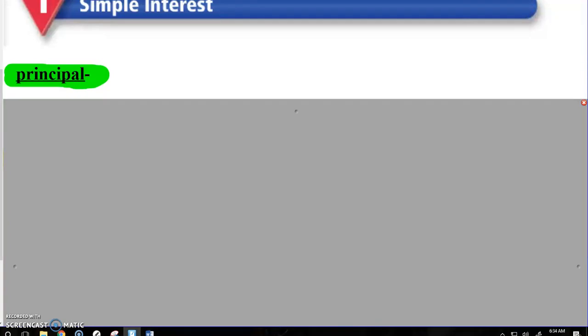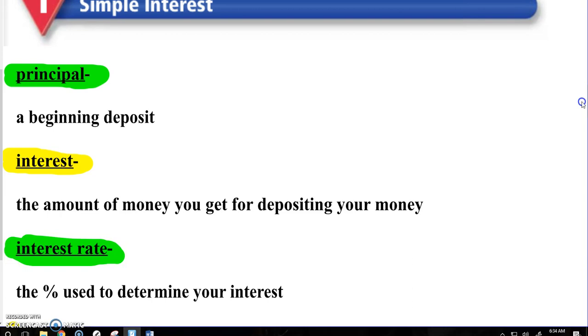So our goal is going to be to work on simple interest here. And to understand how to determine simple interest, we need to understand a little bit of vocabulary first. So principal is the beginning deposit. What we're going to talk about is saving money. So principal will be the beginning deposit. It's the money you put in the bank.